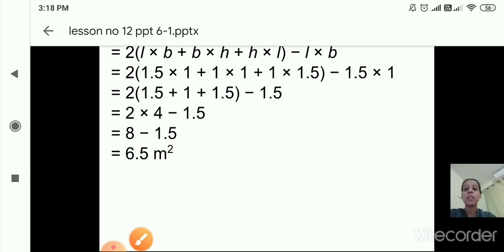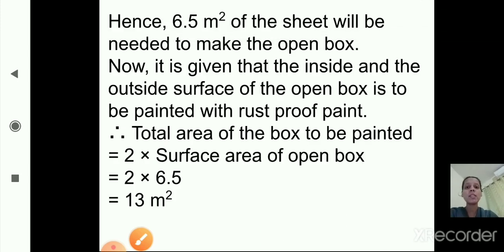Now the next we have to find out, hence 6.5 meter square of the sheet will be needed to make the open box. Now it is given that the inside and the outside surface of the open box is to be painted with rust proof paint. Inside and outside, both side we have to paint. So how much area of the box to be painted? Not only 6.5, it is given inside and outside both the side. That's why 2 multiply by surface area of open box. So 2 multiply by 6.5, that is 13 meters square. So 13 meter square is the total area of the box to be painted, right?